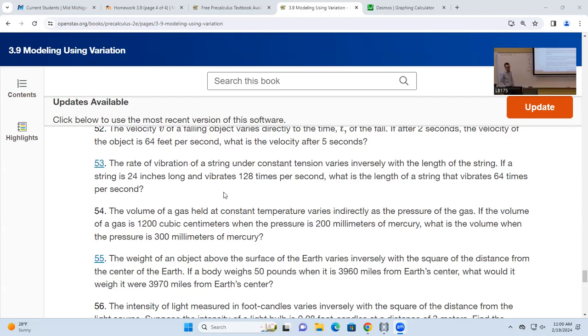If a string is 24 inches long, and vibrates at 128 times per second. All right. What is the length of a string that vibrates at 64 times per second?